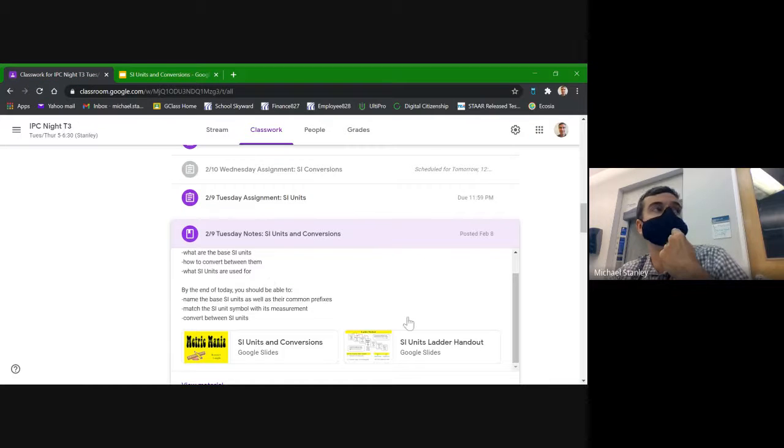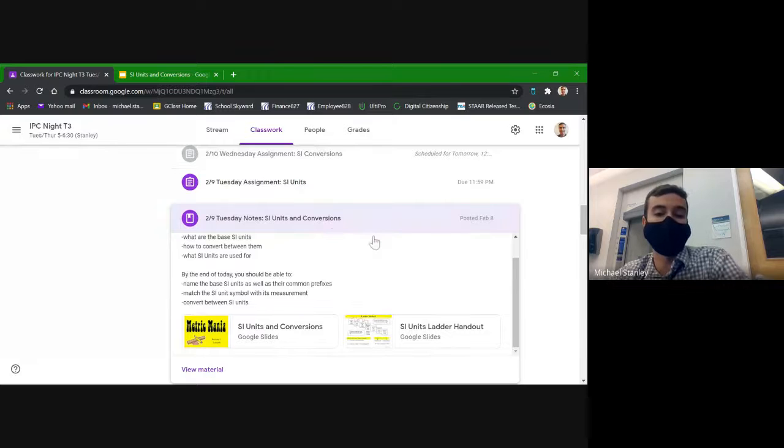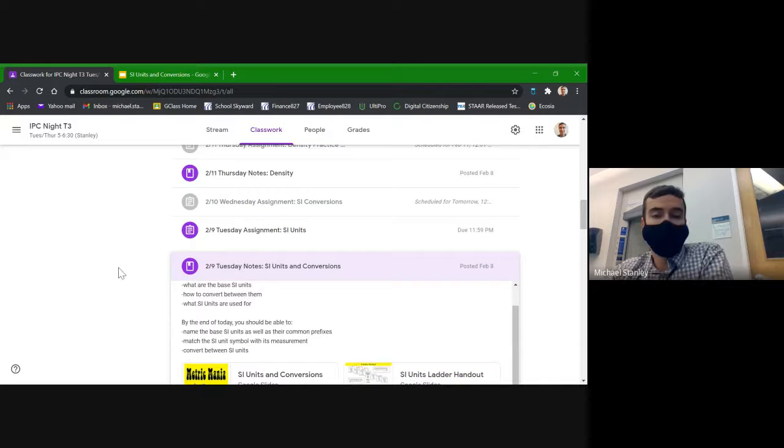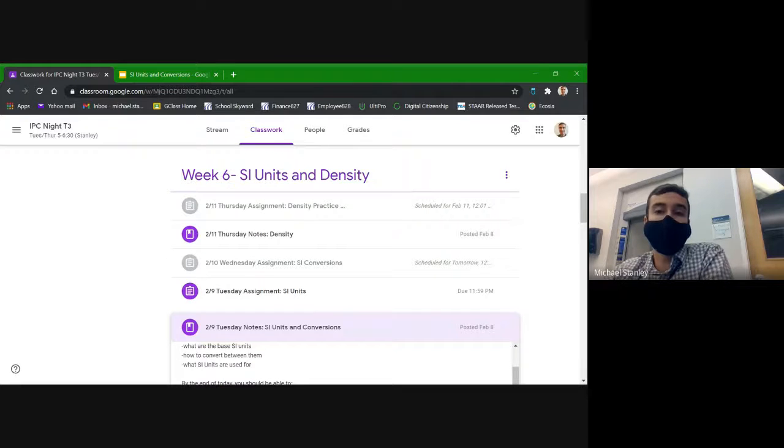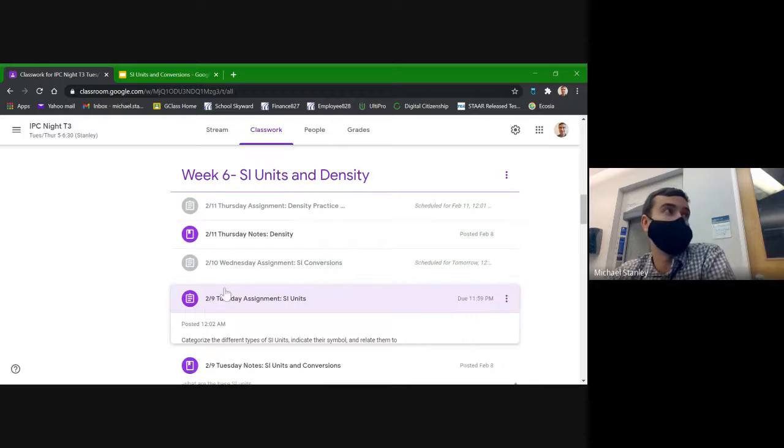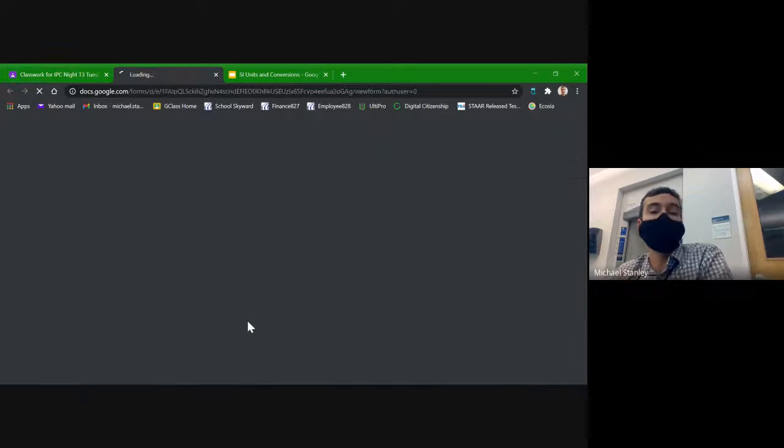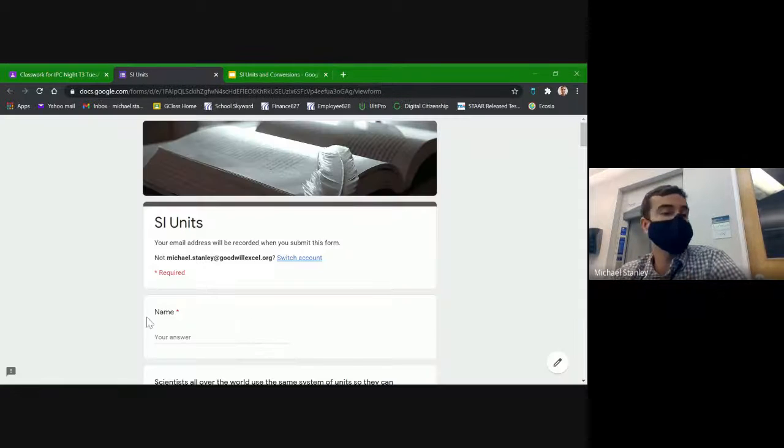So like I said, also in these Tuesday notes section of the Google Classroom, I also posted a handout of just the units ladder if you want to go and look at that for your homework tomorrow. So your assignments on this, the first one for today just has to do with the actual units themselves. There are a couple different sections.